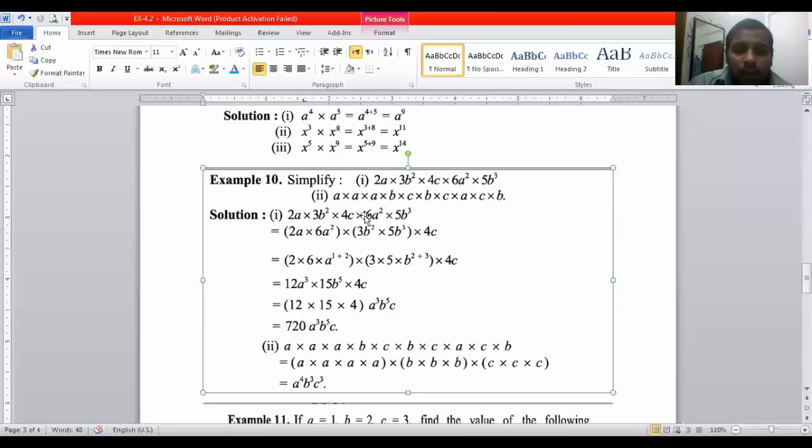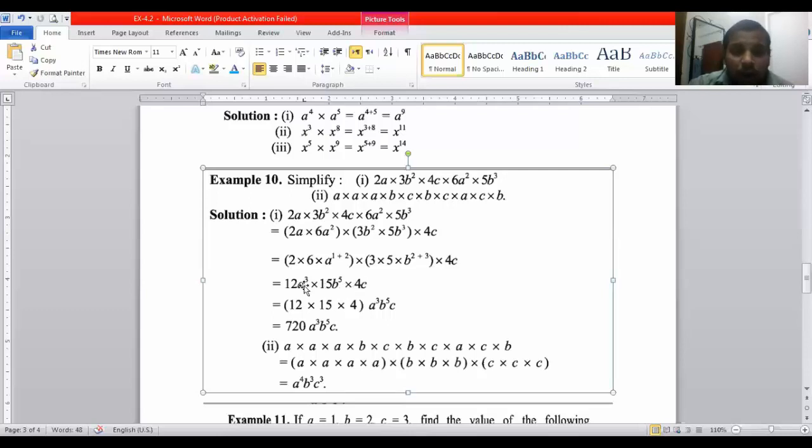Similarly, there are 3b square and 5b cube, the same base. We just separate the numerical constants: 3 into 5, and it is b square into b cube. We just add the powers, b to the power 2 plus 3, and it is 4c. So 6 twos are 12, 12a cube into 3 into 5, 15b to the power 5 into 4c. It has not been changed because there is nothing like c. It is 12a cube, 15b to the power 5 into 4c.